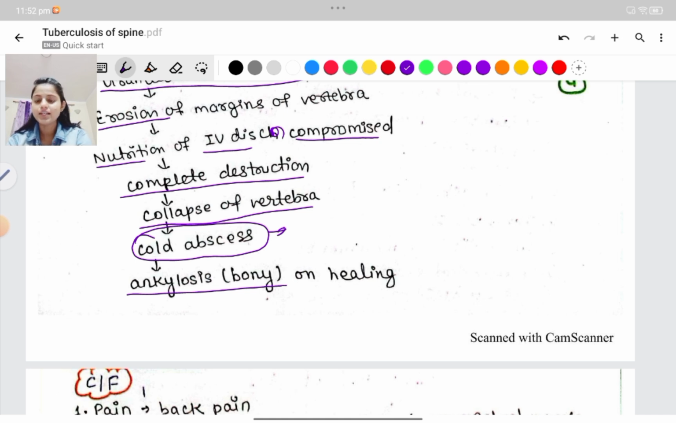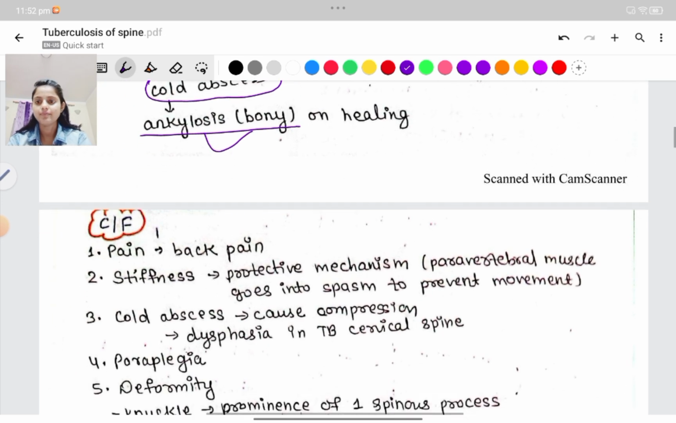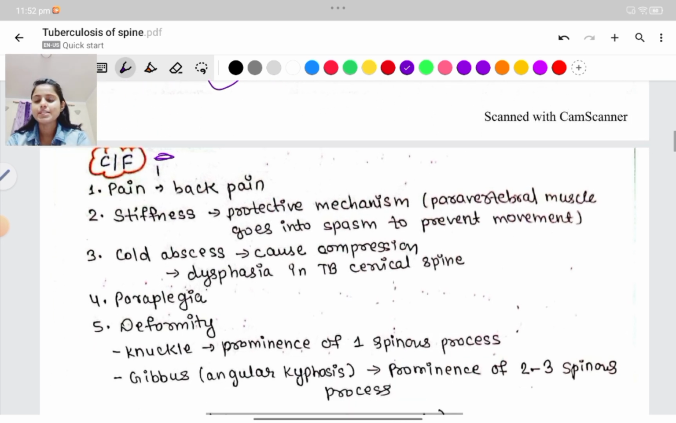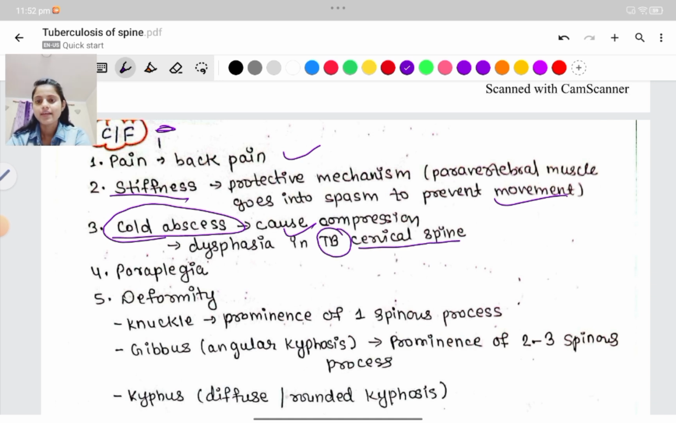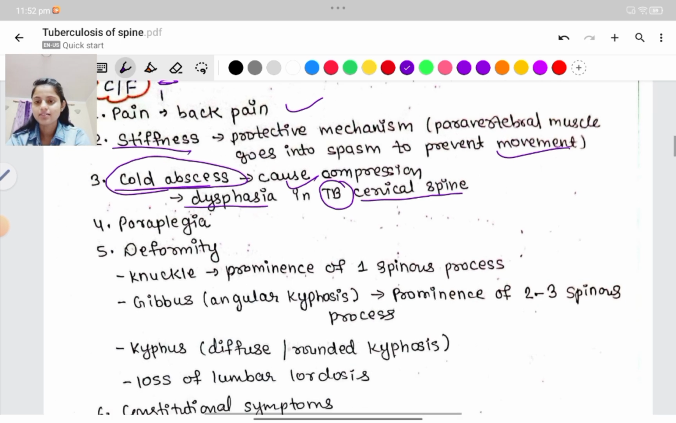Every TB heals with fibrous ankylosis, but the TB of the spine heals with bony ankylosis. Clinical features: the patient presents with back pain. There will be stiffness, which is a protective mechanism. Paravertebral muscles go into spasm to prevent movement. Cold abscess is formed, which causes compression, and if there is cervical spine tuberculosis, then due to the cold abscess there will be dysphagia, paraplegia.